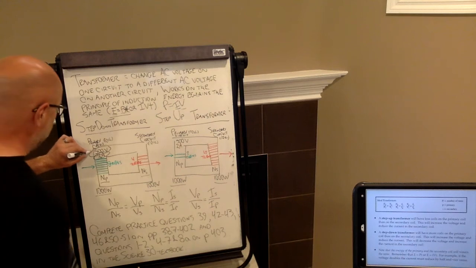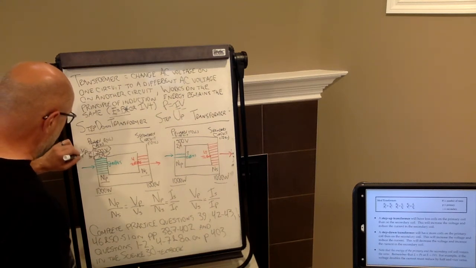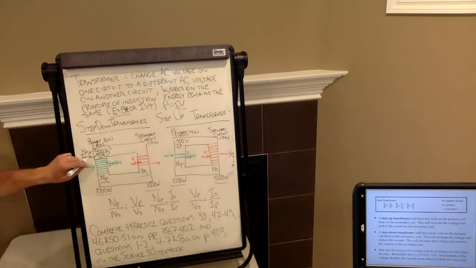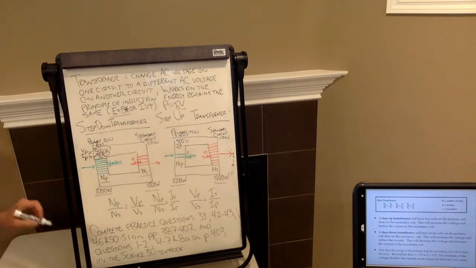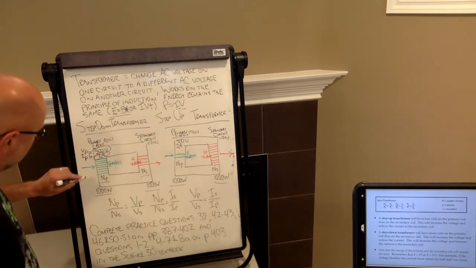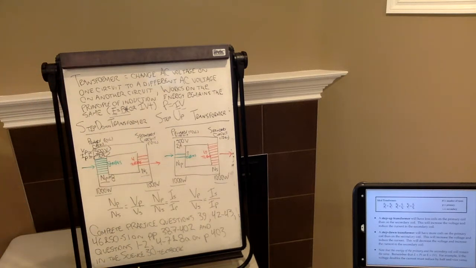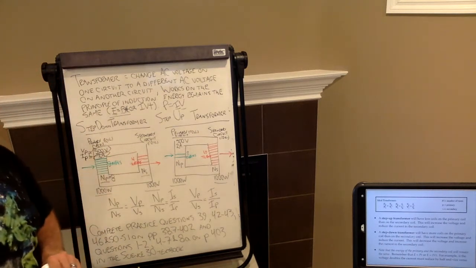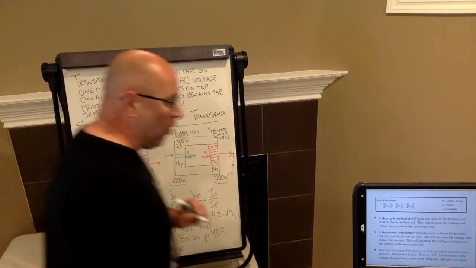So right here, this is going to be my VP. This is going to be my IP, because that's my current on the initial coil. That's my voltage on the initial coil. Now, what's my NP on the initial coil? Well, I'm going to count my number of coils: 1, 2, 3, 4, 5, 6, 7, 8. So my NP over here is going to be equal to 8. On the other side, I've got not 8 turns, I've got 4 turns. So I've got NS equals 4.